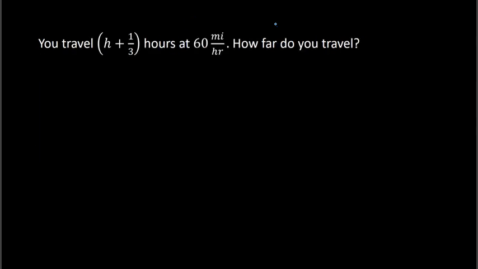Last example, you travel h plus 1 over 3 hours at 60 miles per hour. And the question is, how far do you travel? So your distance formula is equal to the rate times the time. Your speed times the time that you traveled. So we just plug in the different numbers. The rate is 60 miles per hour, so the rate is 60, and the time is h plus 1/3. So I have 60 times, and then h plus 1/3.